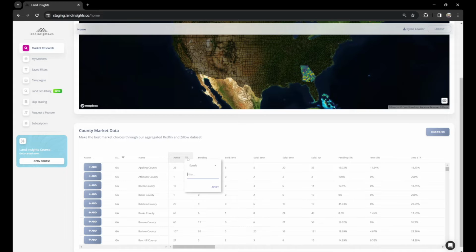All right, so I want a big sample size because the larger the sample size, the more clean the data will be, the easier it is for it to make assumptions on that data set. If you have a county with 4 properties for sale and 10 sold in the last 6 months, it's hard to tell if it's a high sell-through rate because there's not enough data to support that. But if you have like 20 or 150 properties sold in the last 6 months, then it's easier to make sense of that data and be confident about it. So let's set our active to greater than 20.